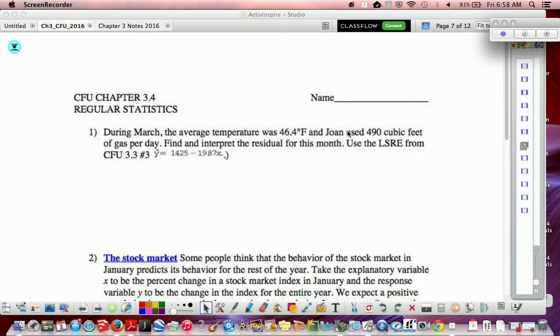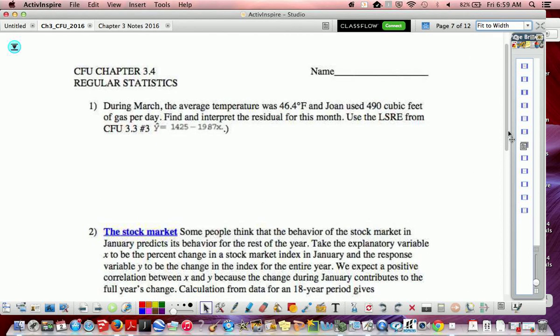So number one, it says during March the average temperature was 46.4 degrees and Joan used 490 cubic feet of gas per day. Find and interpret the residual for this month. Use your least squared regression equation from CFU 3.3, which I've noted right there. The y hat equals 1425 minus 19.78. It's hard to see that decimal, but there is a decimal there.